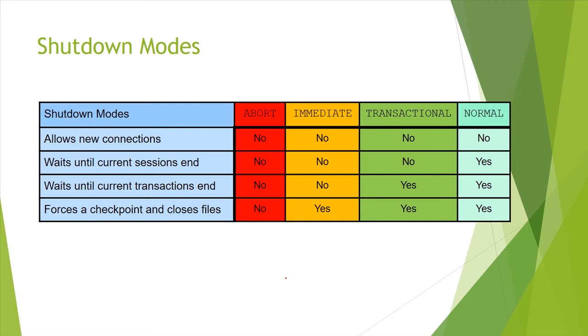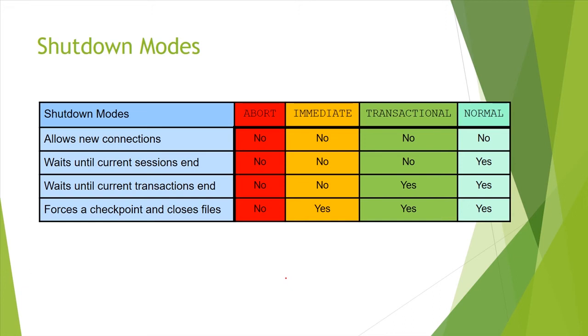During shutdown normal, Oracle will prevent any new connection to the database, but it will wait until all transactions end and all sessions end. Once all transactions are finished and all users are disconnected from the database, Oracle will start the shutdown. During the shutdown, Oracle will force a checkpoint and close the database files. Checkpoint means forcing the database writer process to write dirty blocks from the database buffer cache to the database files, and forcing the log writer to write the changes from the redo log buffer to the redo log files.